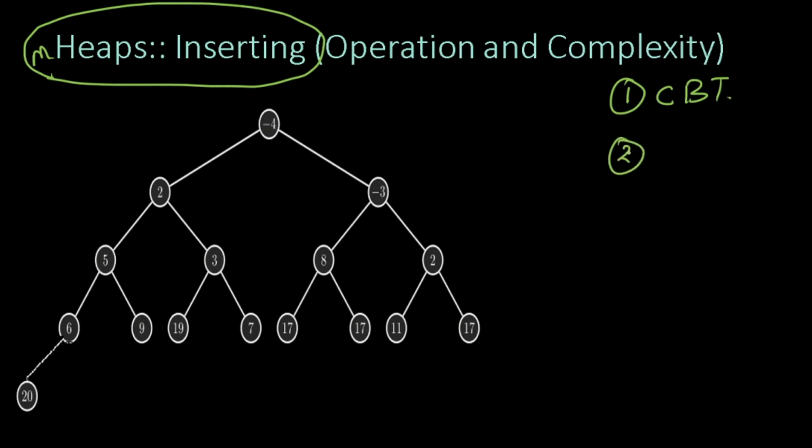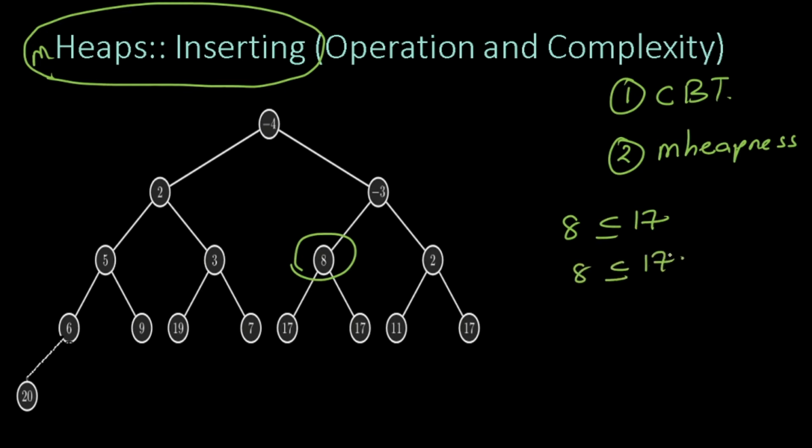The second property is that it has the property of min heapness. What this means is you pick any element, you pick 8. This vertex is smaller than both its children. 8 is less than or equal to 17 and 8 is less than or equal to 17. Pick another element, 2. 2 is less than or equal to 5 and 2 is less than or equal to 3. So it has two properties, completeness and min heapness.